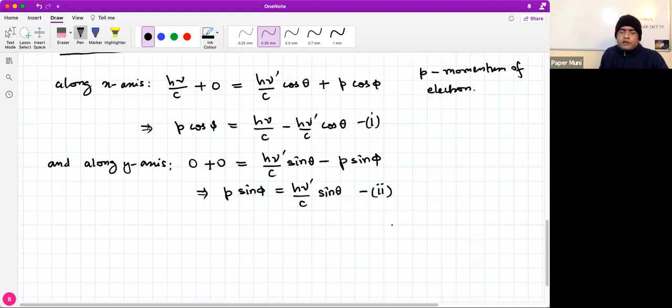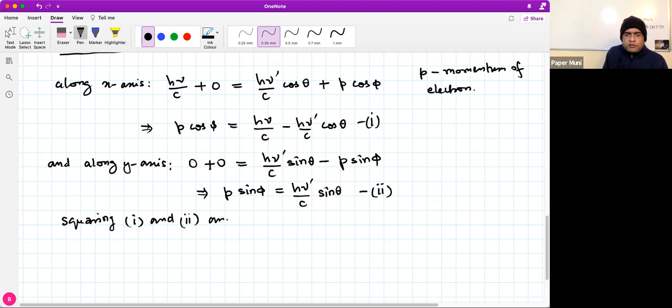All right, now you can just solve this: you can square and add them up, you'll get p square. I'll not solve that. I'll just go to the direct result. Let's write down this one. Squaring one and two and adding them.